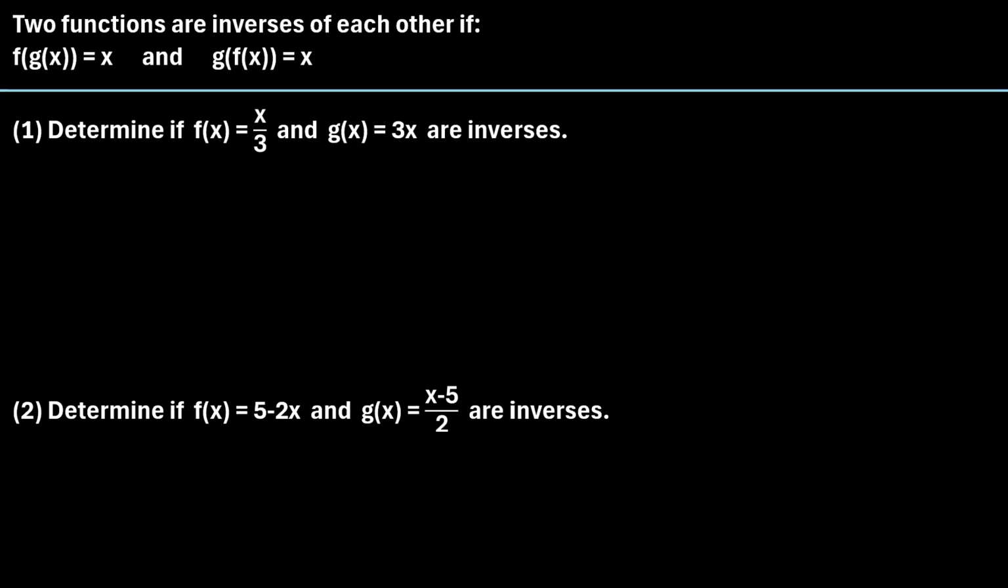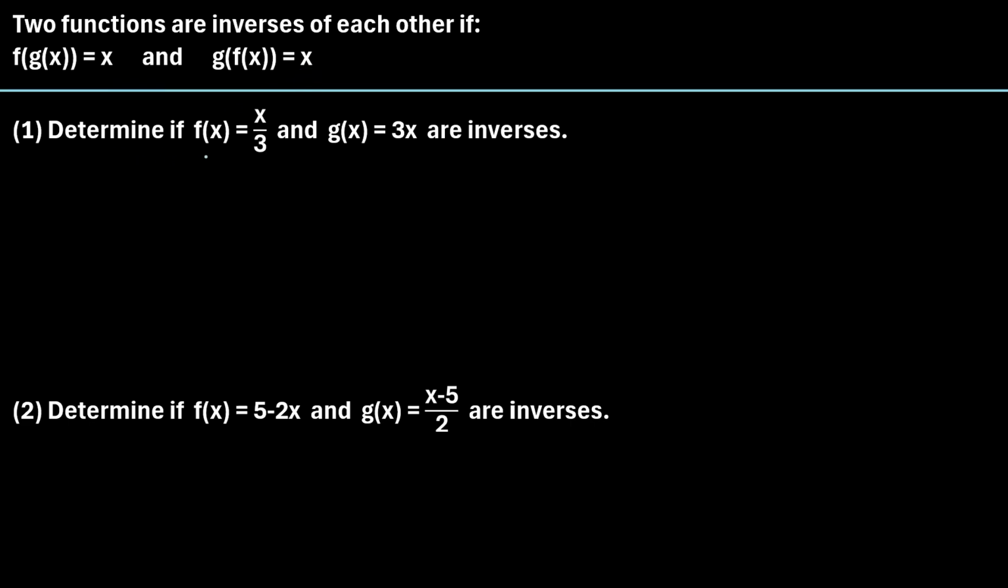In this video, we will talk about how to determine if two functions are inverses of each other. So here's the rule of thumb. We say that two functions are inverses of each other if f of g of x is equal to x and if g of f of x is equal to x. So let's check out a couple examples.